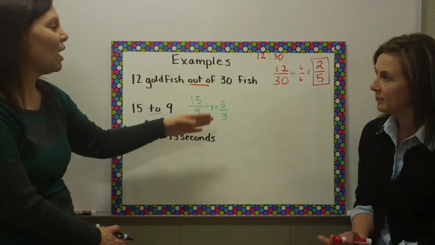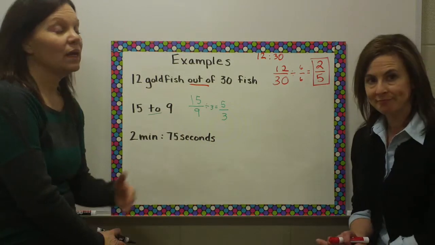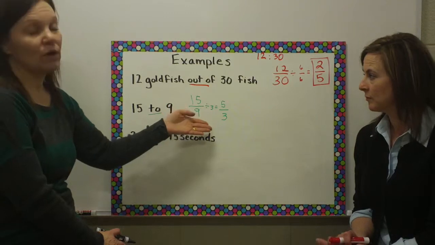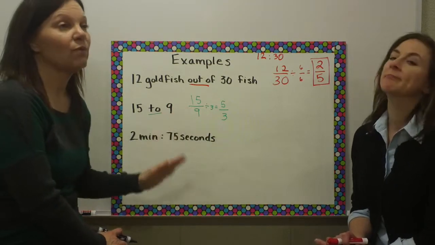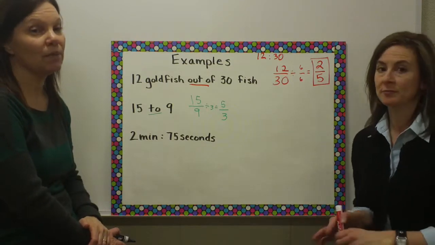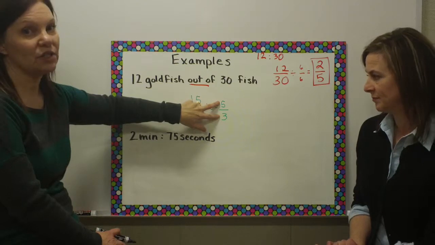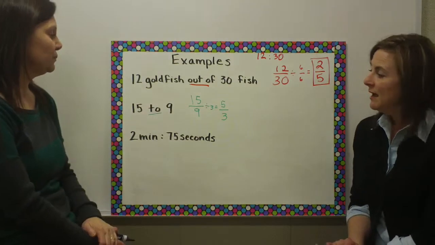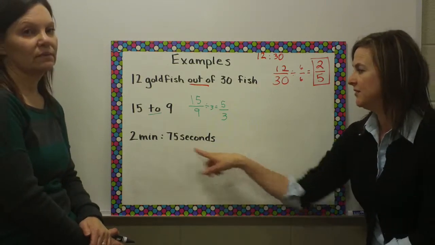Notice we normally would call this an improper fraction, and if it was a fraction that we're going to be doing some work with, we would normally change it to a mixed number. However, if we want to compare two numbers, we have to leave it in this form and not change it into a mixed number. In our last example, we have 2 minutes compared to 75 seconds.